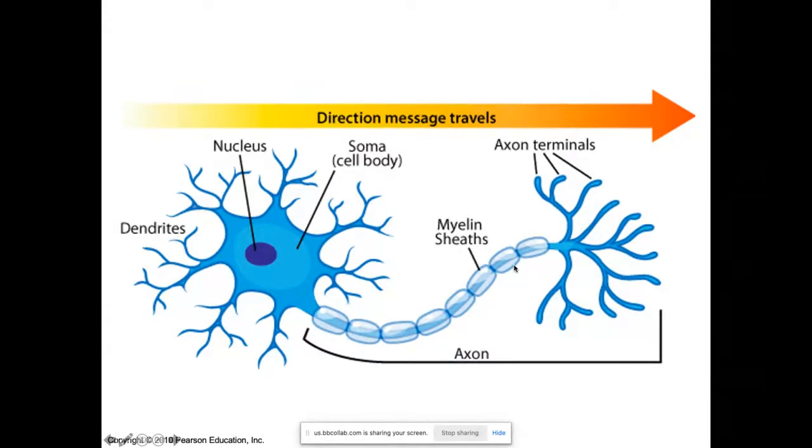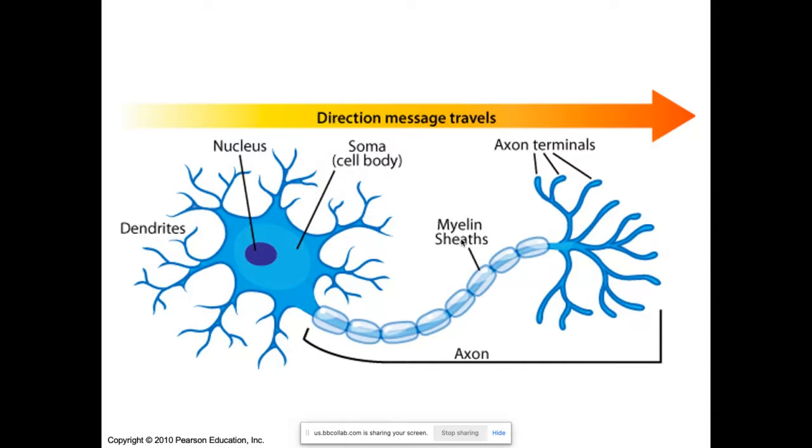Myelin is created by a neuroglial cell or a glial cell. If it's in the brain and spinal cord, it's called an oligodendrocyte that produces myelin. And if it's in the peripheral neural system, meaning it's outside of the brain or outside of the spinal cord, it's called a Schwann cell. Whether it's a Schwann cell or an oligodendrocyte, they myelinate. What do I mean by myelinate?